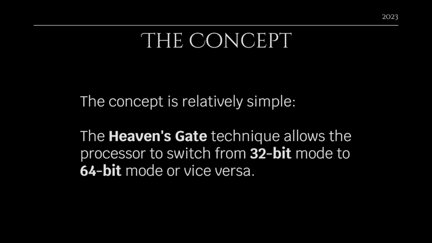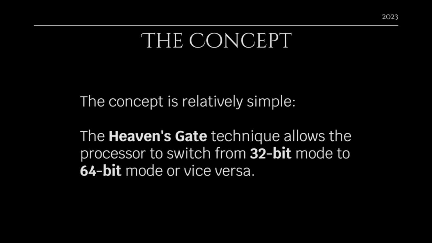So what is Heaven's Gate? Heaven's Gate is a technique that allows the processor to switch from 32-bit mode to 64-bit mode or vice versa. This technique is more than a decade old, and the last blog I read was from 2009. It is quite old, but it still occurs today. If you search for malware samples anywhere, sometimes you will see some Yara rules detecting the Heaven's Gate technique.